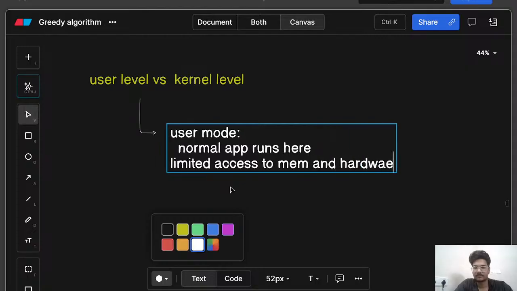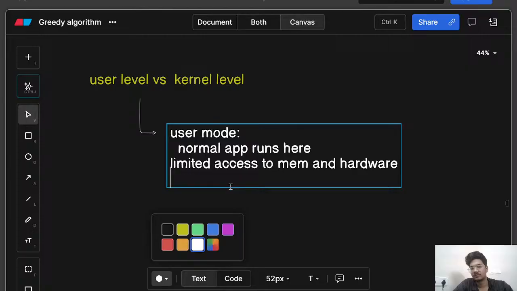Errors or crashes in user mode affect only the application, not the hardware. Okay.